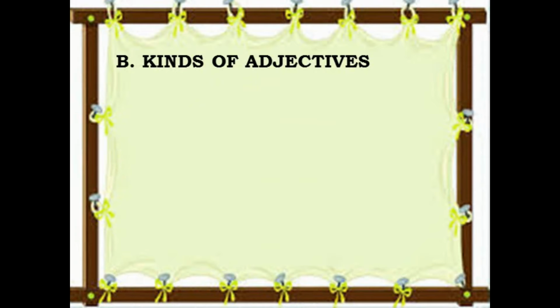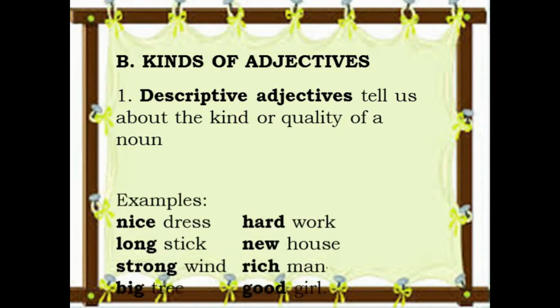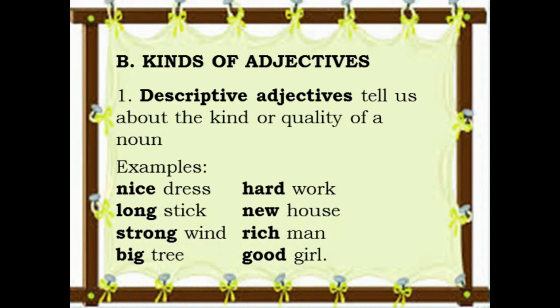This time, let us discuss the kinds of adjectives. 1. Descriptive adjectives tell us about the kind or quality of a noun. Examples: nice dress, long stick, strong wind, big tree, hard work, new house, rich man, good girl. Those highlighted words are examples of descriptive adjectives.